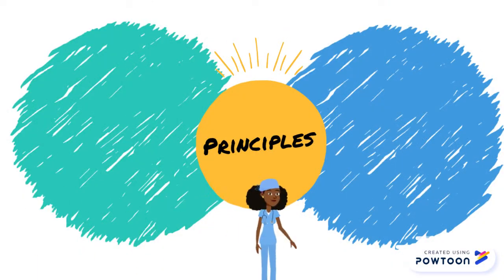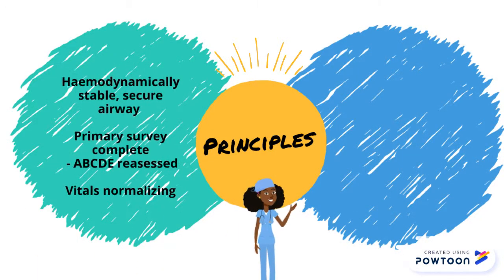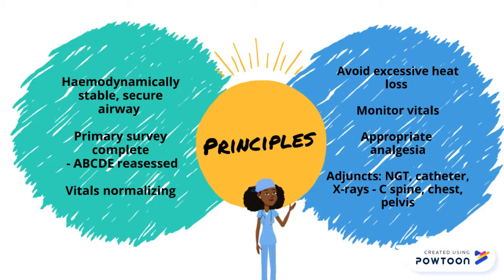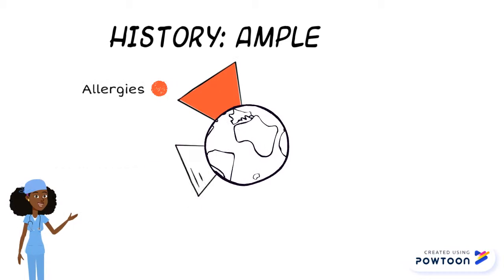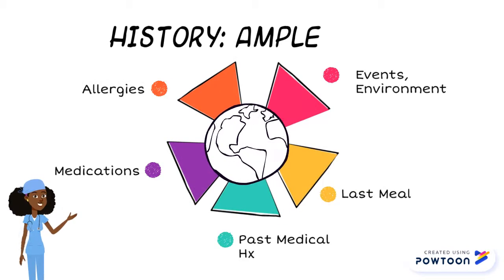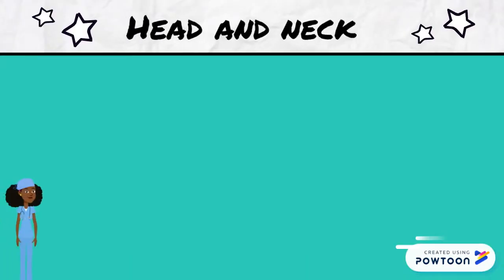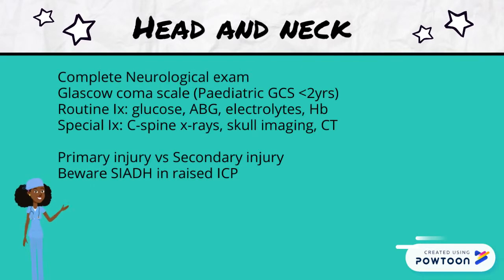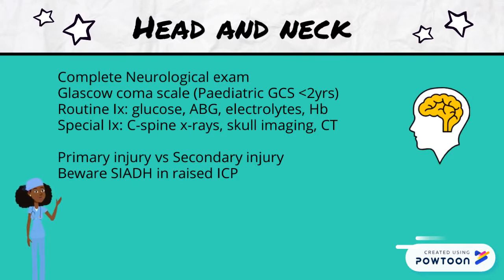In moving to your secondary survey, your patient should be hemodynamically stable with a secure airway, the primary survey complete and reassessed. Continue to monitor patient vitals and avoid excessive heat loss in children. A detailed history can now be taken from the patient using the AMPLE template. Head and neck evaluation includes a complete neuro exam, GCS grading, routine investigations, and relevant special investigations. Primary injury is usually irreversible, but secondary injury is preventable by adequate resuscitation.